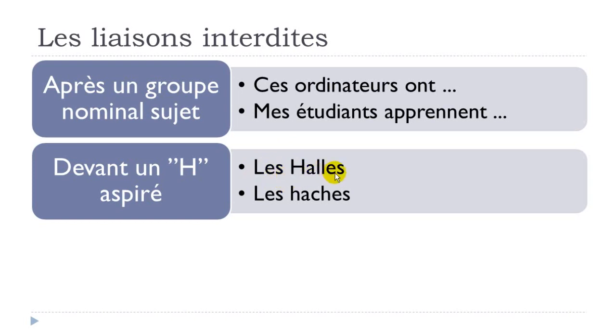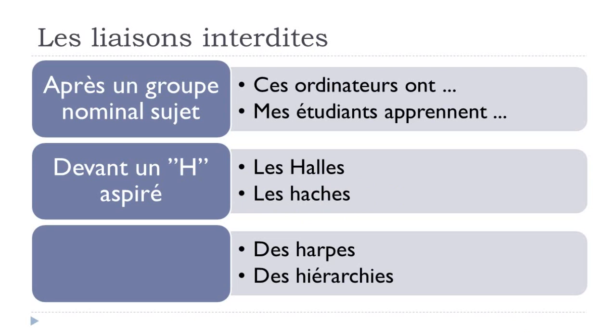Okay, les halles. Same thing here. H, well, it's an axe, and in that case it's the plural form. Les haches, okay? So you don't make the liaison, you say les haches. All right. I also wrote two other examples. Harpe, the musical instrument. Des harpes, so you don't make the liaison between the two. Des harpes. And the last one, hiérarchie.